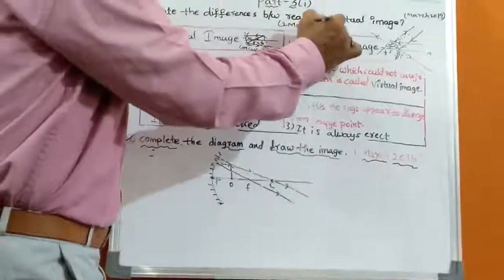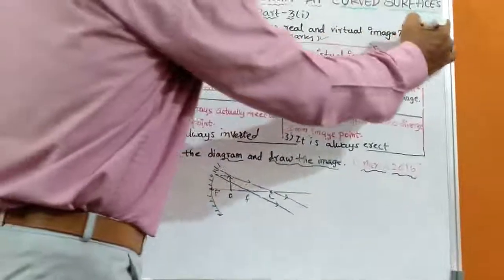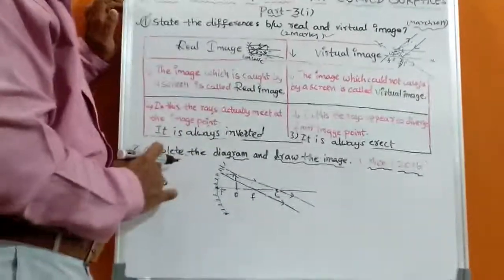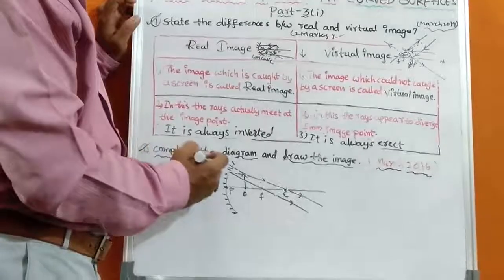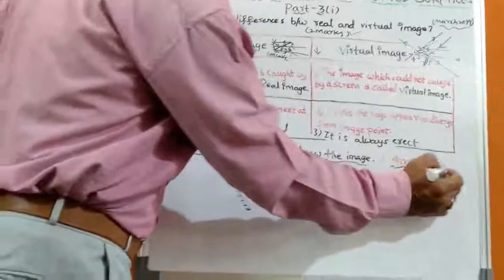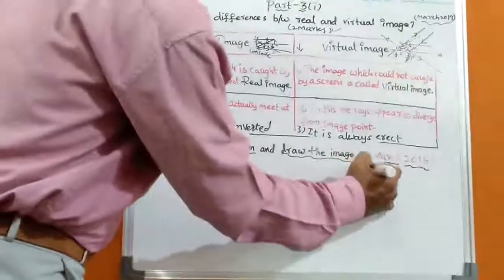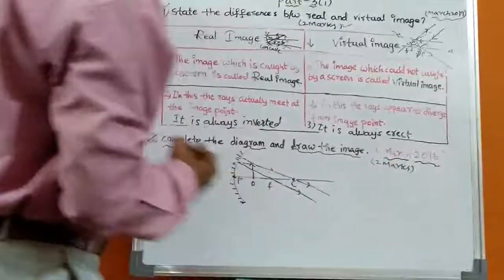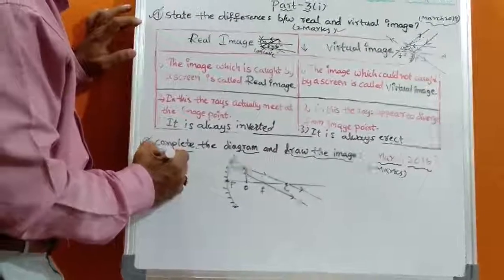We got this question for 2 marks, in 2019 March. Let us see another question: complete the diagram and draw the image. This is a March 2016 question, a 2 marks question. We will get these types of questions. This is a very important question.